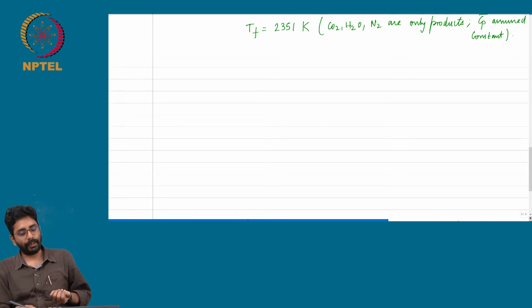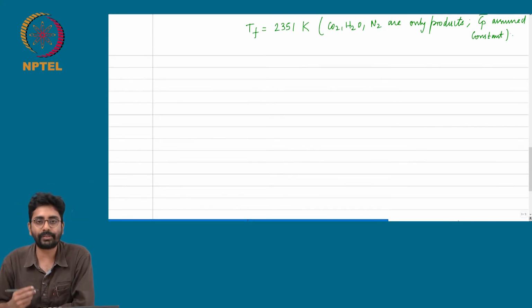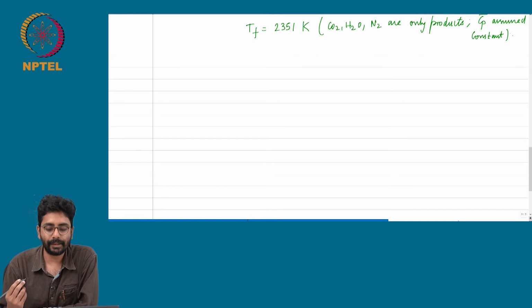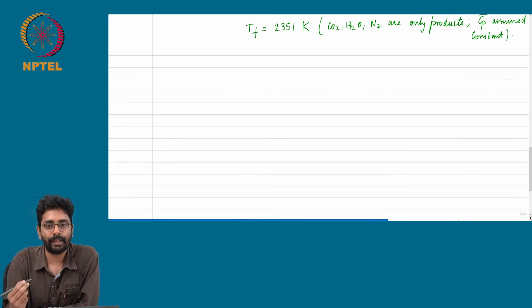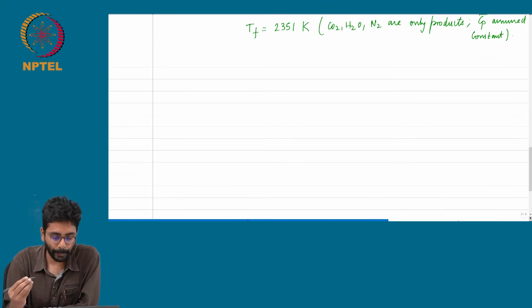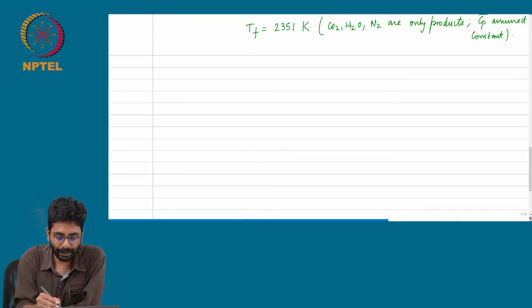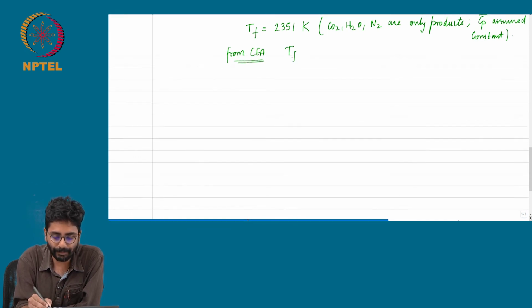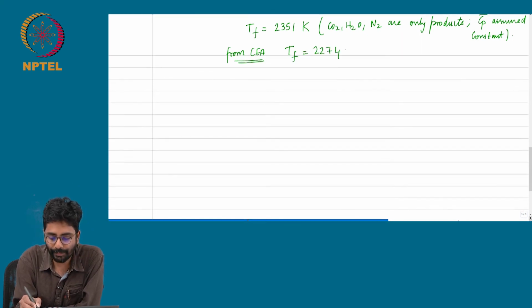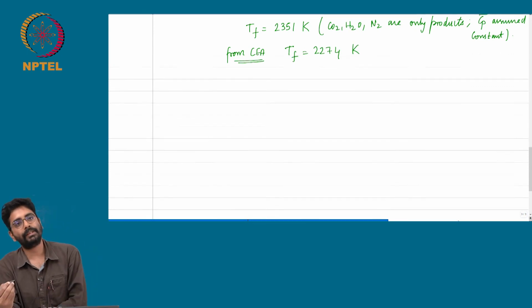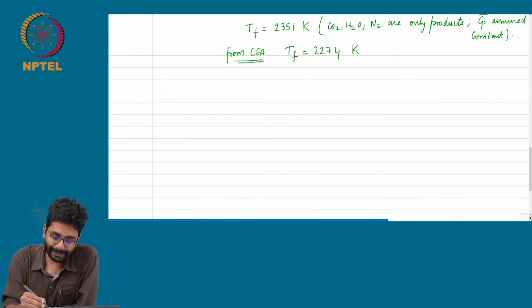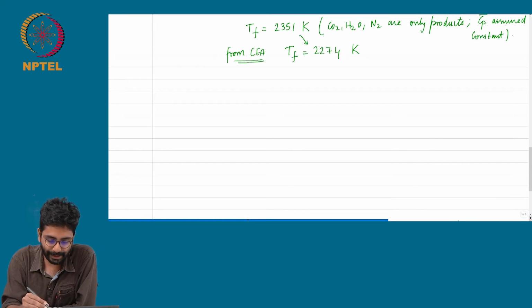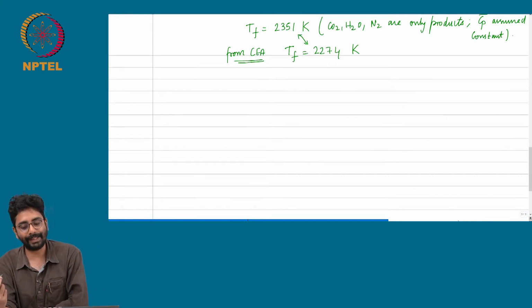Now, I gave a demonstration of how to calculate the adiabatic flame temperature using the chemical equilibrium and analysis code, and if you use that code and calculate from CEA, you will get an adiabatic flame temperature of 2274 kelvins for the same reaction, octane with stoichiometric amount of air. Why is there a difference? There is a difference of about 80 kelvins. Okay. Why is there a difference?